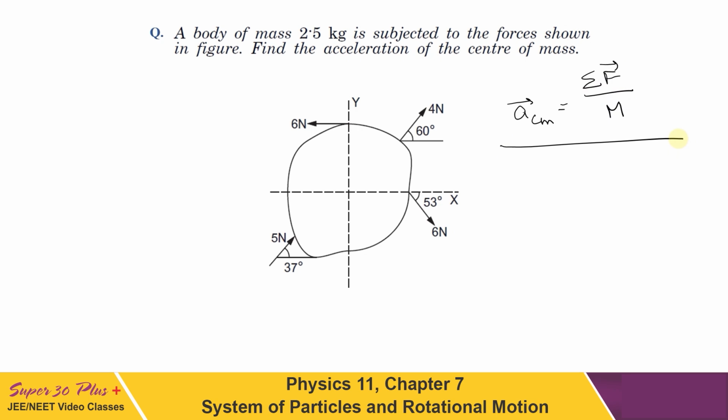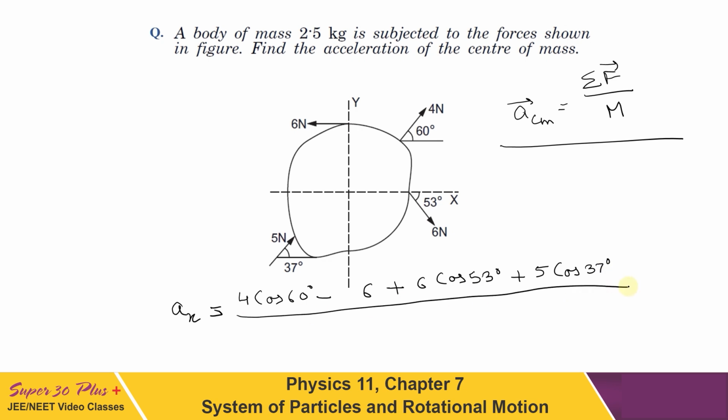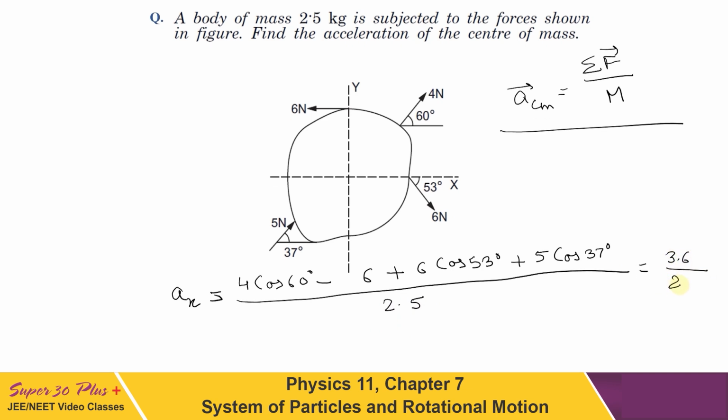So now we can write a_x to be equal to all the forces we have to write along the x direction, and these will be 4 cos 60 minus 6 plus 6 cos 53 degree plus 5 cos 37 degree. These are all the forces in x direction, whole divided by mass, which is given here 2.5 kg. This will come out to be 3.6 upon 2.5.